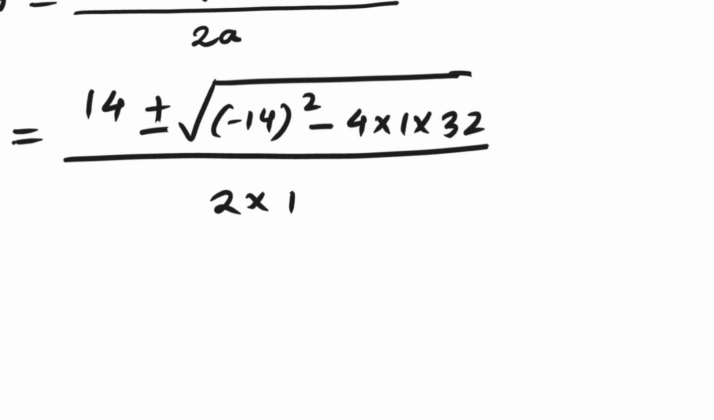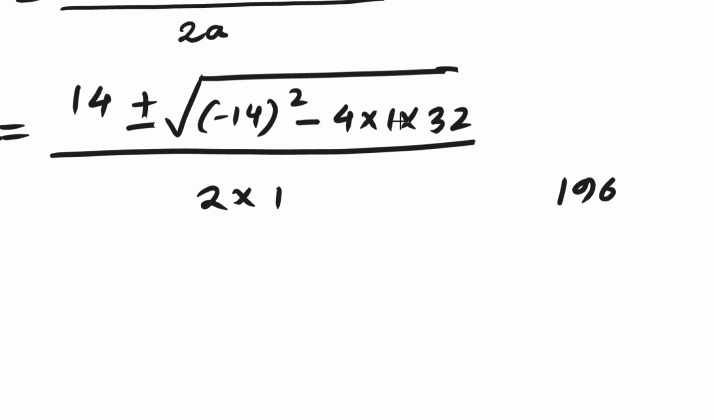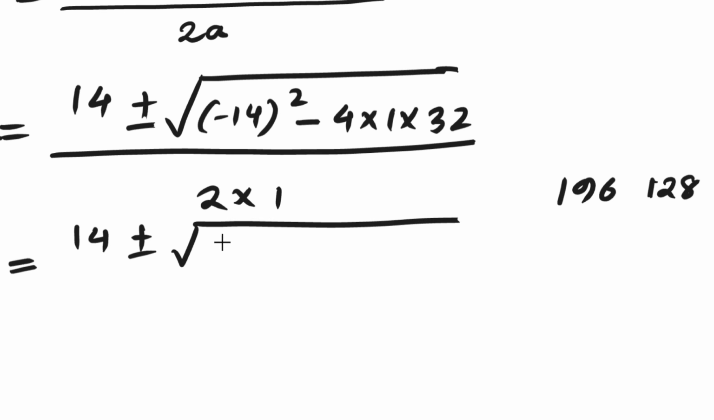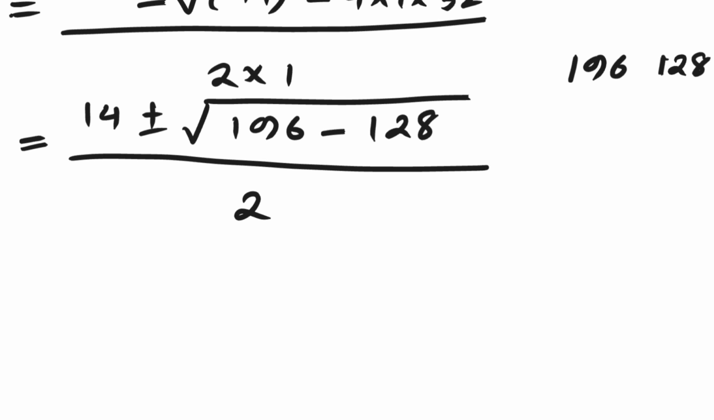Let's simplify this step by step. Negative 14 whole squared is 196. 4 multiplied by 1 multiplied by 32 is 128. So we now have a equals 14 plus or minus the square root of 196 minus 128, divided by 2. Subtracting inside the square root gives us 68. Notice that 68 can be written as 4 multiplied by 17. This is useful because the square root of 4 is easy to simplify.